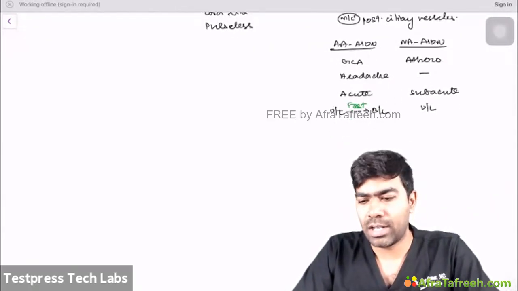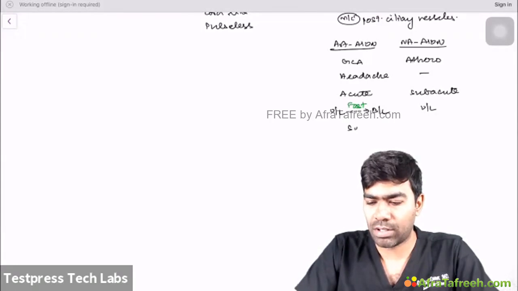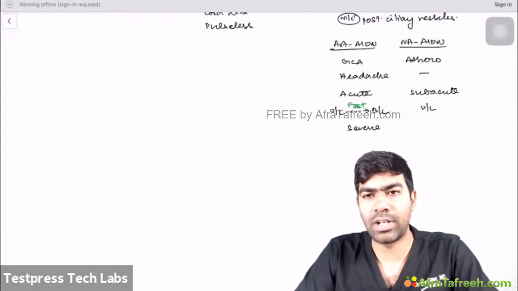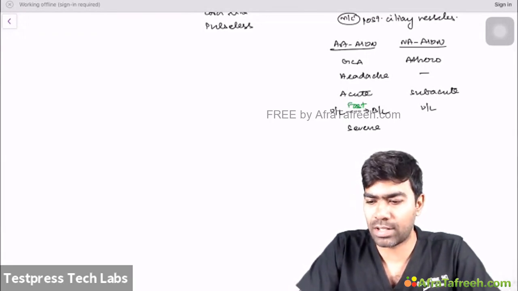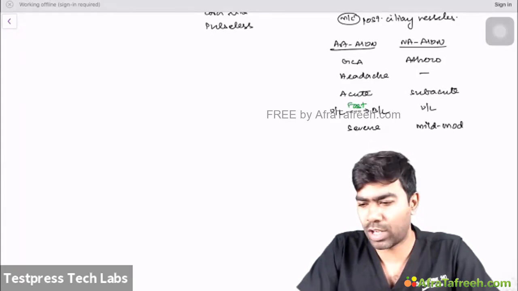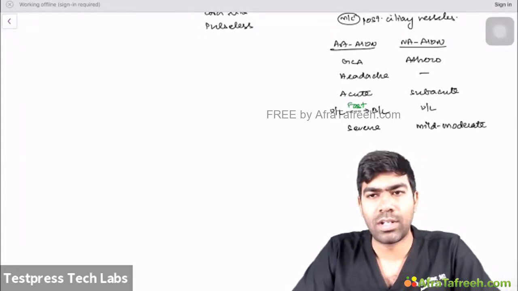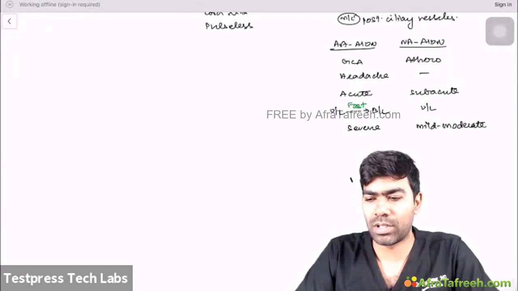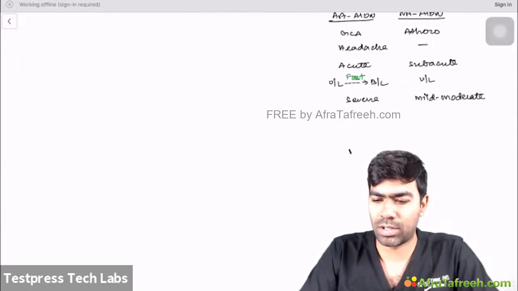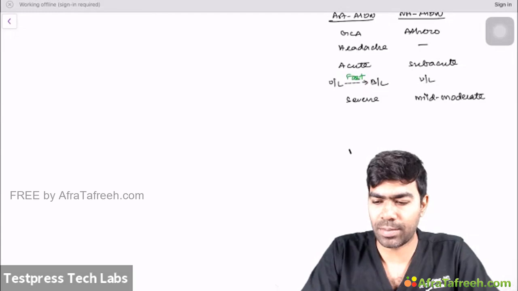On the other hand, it will be a severe kind of vision loss, which means typically vision will be less than 6 out of 60, whereas here it will be mild to moderate only. It will not be severe, like 20 by 60, 40 by 60. That is the kind of severity of vision loss that you get here.